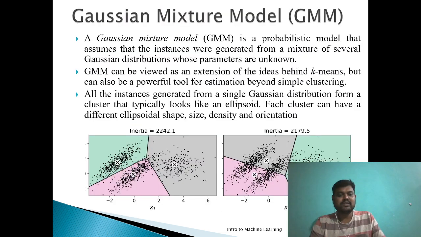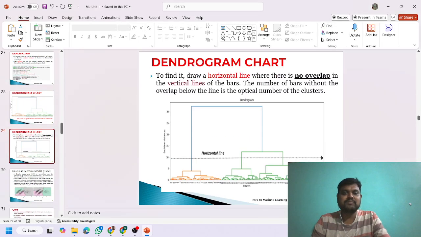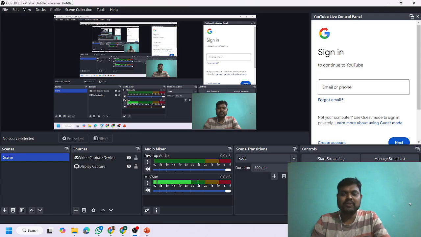So 3 is the optimal number of clusters. In the next module we will talk about NLP and text mining models. If you have any questions on unsupervised machine learning models, you can put them in the comment box.